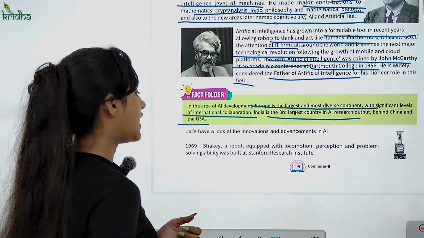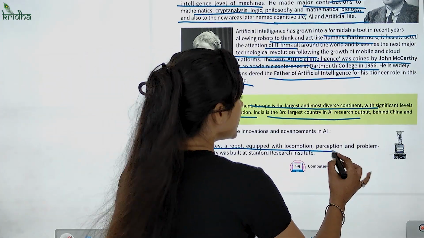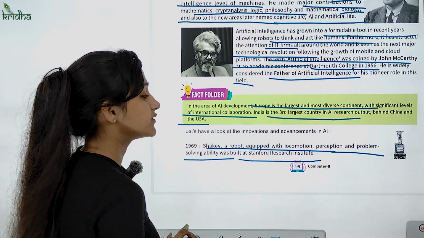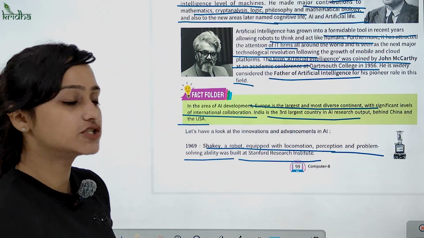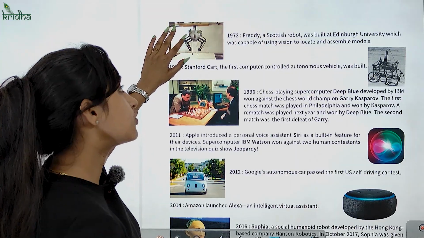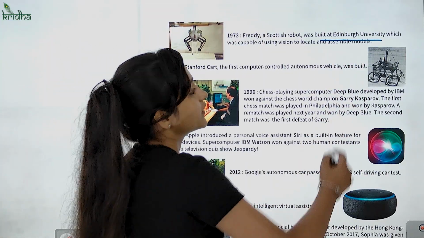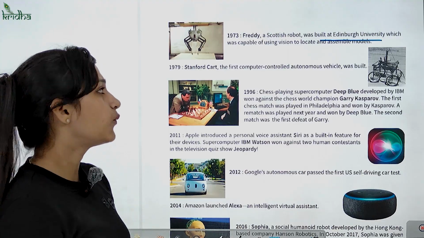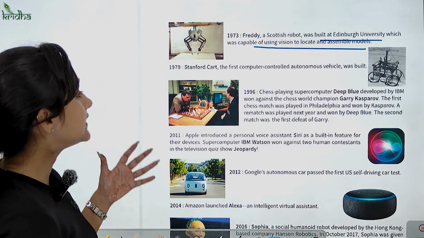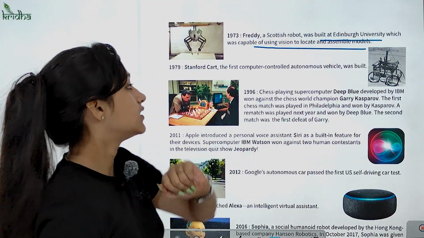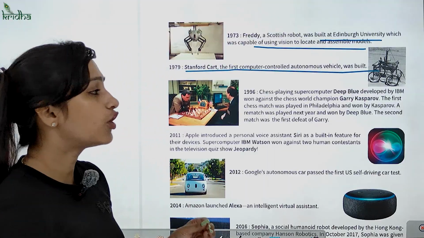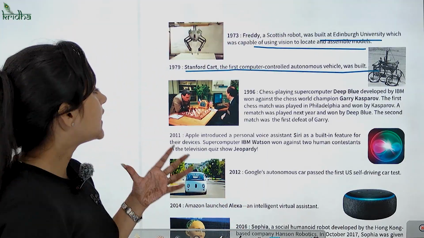In 1969, Shakey, a robot equipped with locomotion, perception, and problem-solving ability, was built at Stanford Research Institute. In 1973, Freddy, a Scottish robot, was built at Edinburgh University, which was capable of using vision to locate and assemble models. In 1979, the Stanford CART, the first computer-controlled autonomous vehicle, was built.